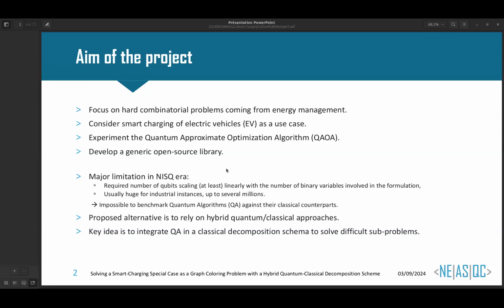For this reason, clearly, it's not possible to benchmark quantum algorithms against their classical counterparts. So the proposed alternative here is to rely on a quantum classical hybrid approach. It is already the case for the quantum approximate optimization algorithm, but the thing here is to go one step ahead and integrate a quantum algorithm in a classical decomposition scheme, especially to solve the difficult subproblems specialized in the combinatorial parts.